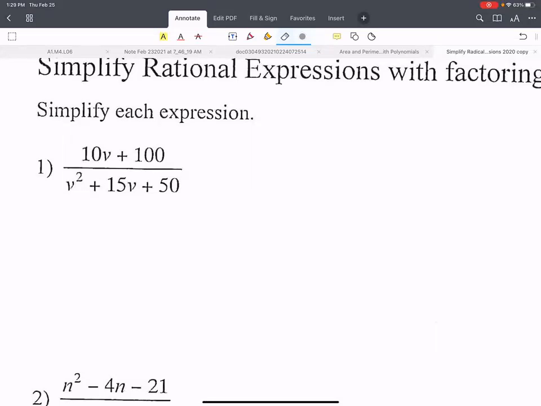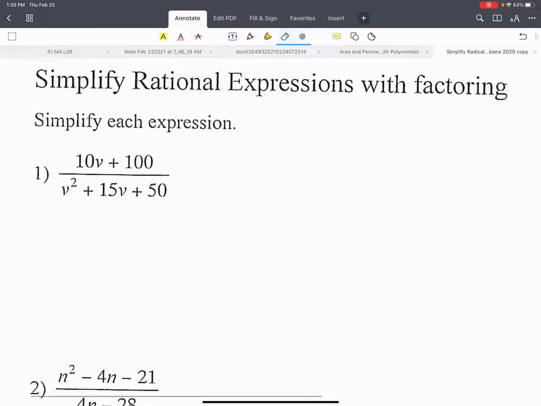Okay, today we are going to simplify rational expressions with factoring. We're going to combine some things you guys already know. For example, you already know how to factor, yes? And you already know that anything divided by itself is 1, right? Okay, great. So let's start off with number 1 here.